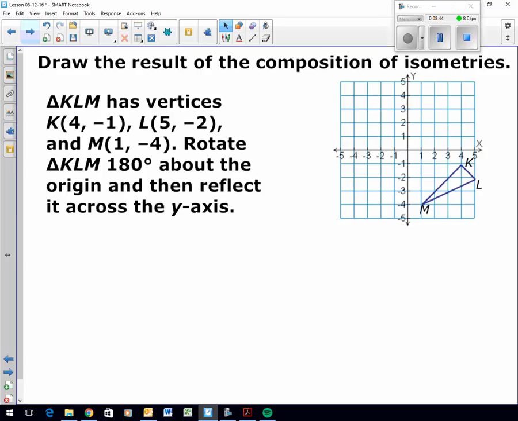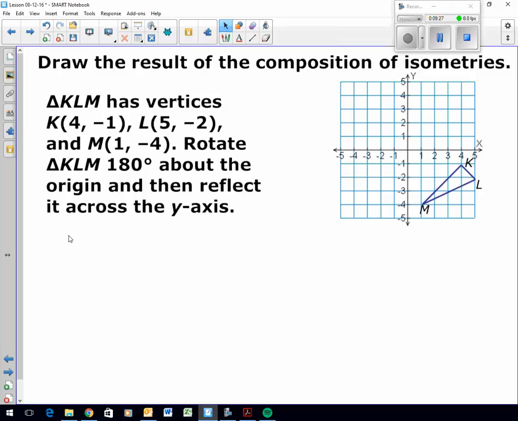Draw the result of the composition of isometries. Triangle KLM has vertices K, L, and M. Rotate triangle KLM 180 degrees about the origin, and then reflect it across the y-axis. Got me? Okay, let's talk. First thing I have to do is plot the points. Next thing I have to do is rotate 180 degrees.